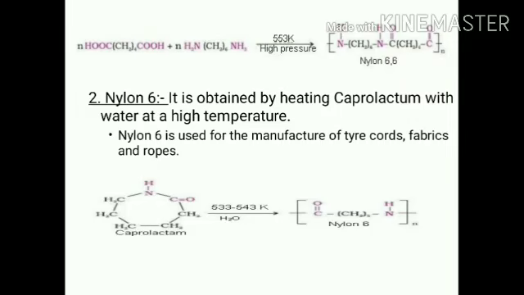Nylon 6 is obtained by heating caprolactam. Caprolactam is the monomer unit of nylon 6, heated with water at high temperature. Nylon 6 is used for the manufacture of tire cord, fabric and rope, etc. That is, caprolactam reacts with water to give nylon 6. This is nylon 6. You have to learn the formula of caprolactam.